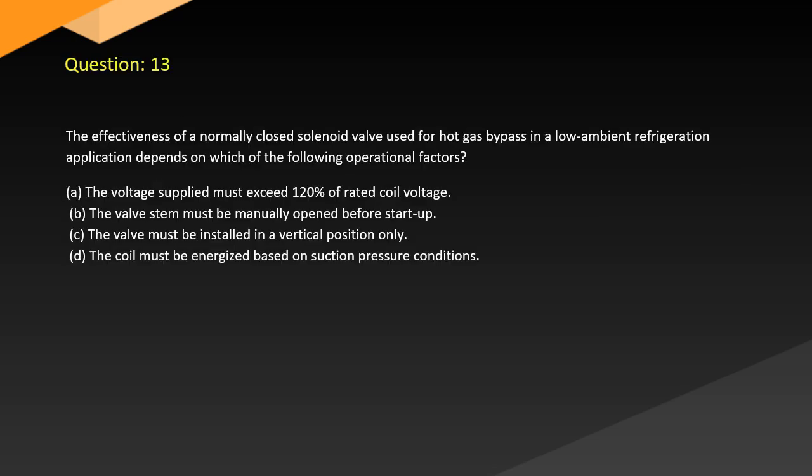Question 13. The effectiveness of a normally closed solenoid valve used for hot gas bypass in a low ambient refrigeration application depends on which of the following operational factors? A. The voltage supplied must exceed 120% of rated coil voltage. B. The valve stem must be manually opened before startup. C. The valve must be installed in a vertical position only. D. The coil must be energized based on suction pressure conditions.